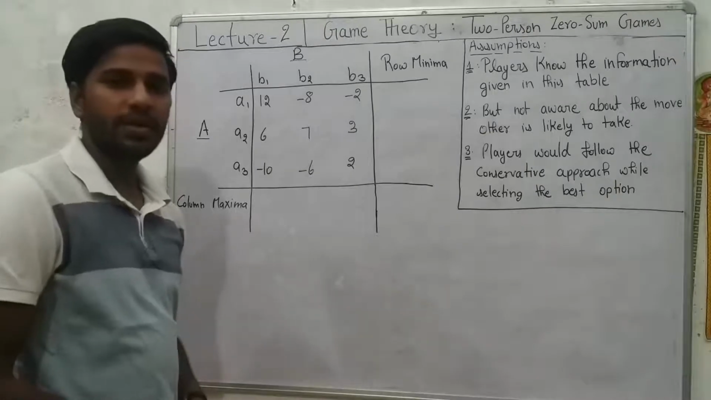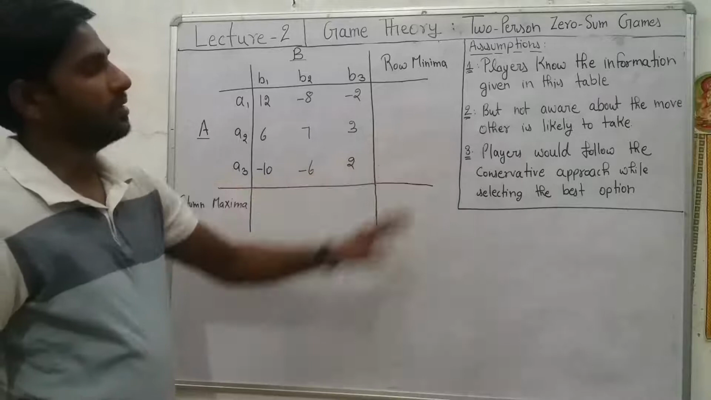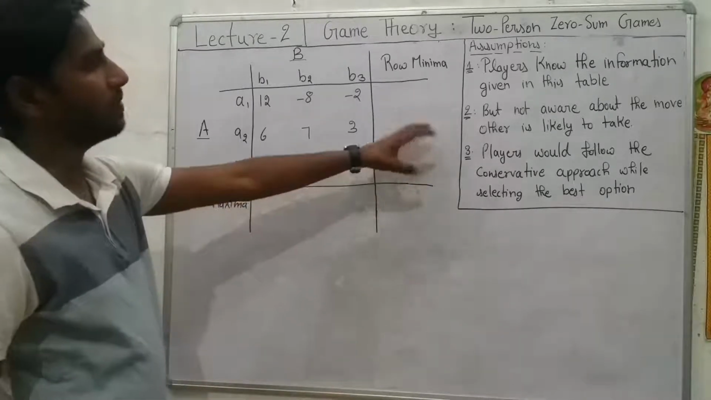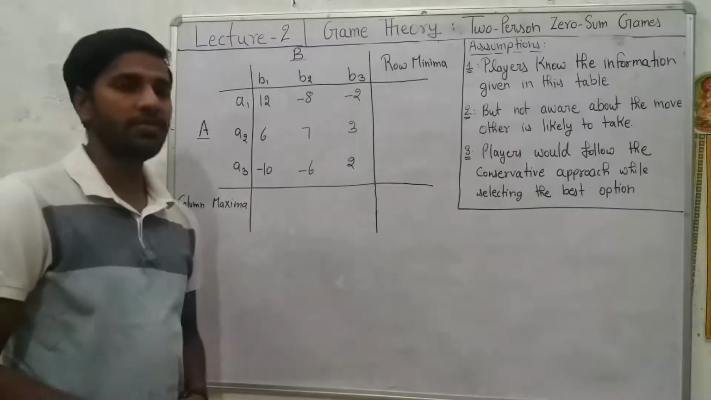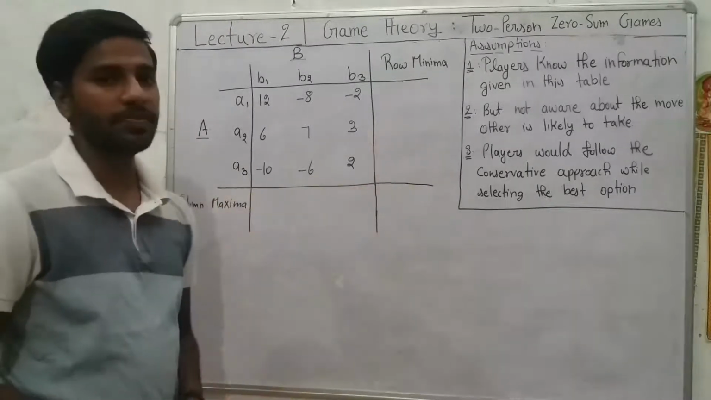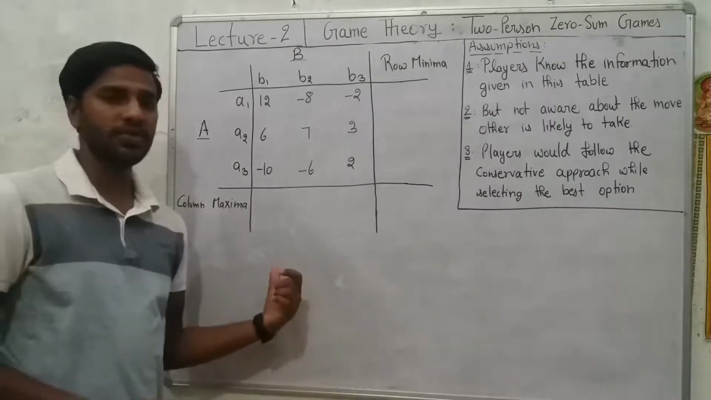Hello everyone. In this video, we are going to discuss two-person zero-sum games and how to calculate the solution of a two-person zero-sum game. Before that, we must be clear about the meaning of a two-person zero-sum game. Two-person means there would be exactly two players in a particular game.